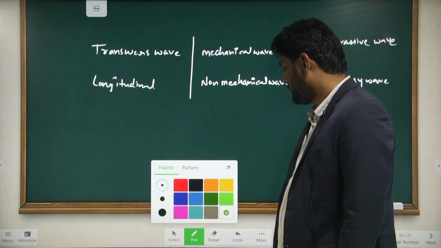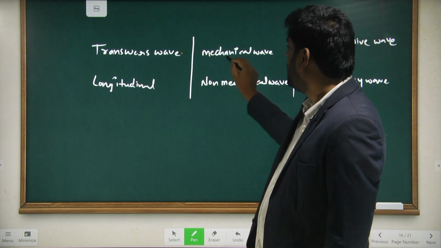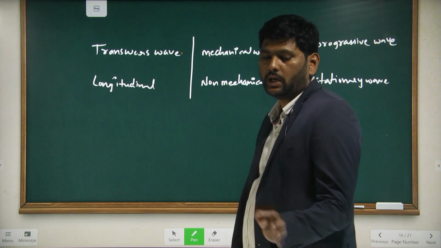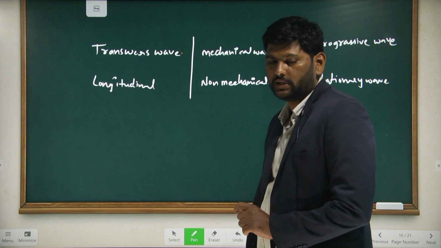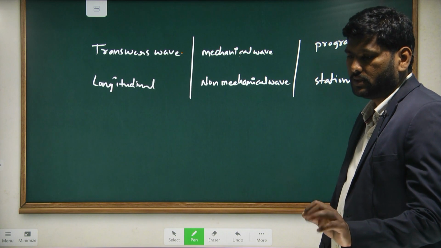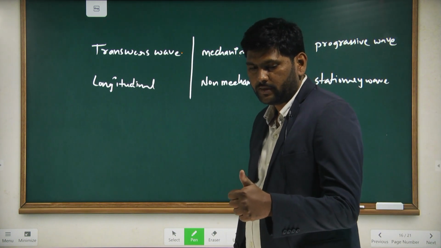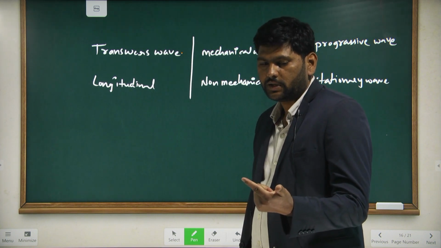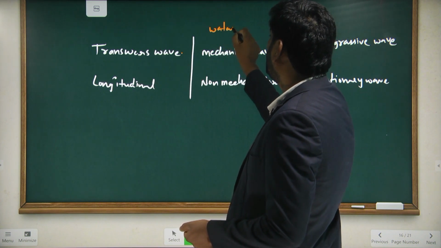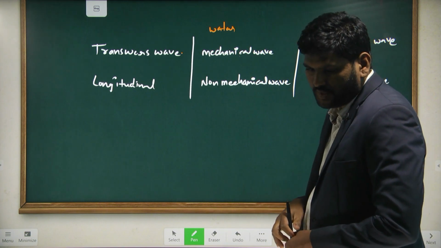Now see the common points. Any wave that is transverse and mechanical. For example, I want a wave that must be transverse and mechanical. Tell me what kind of wave it is? A wave, mechanical as well as transverse. Can you guess what is the example? Very good. Water wave. Water wave is transverse, mechanical, and even a progressive wave also, isn't it?